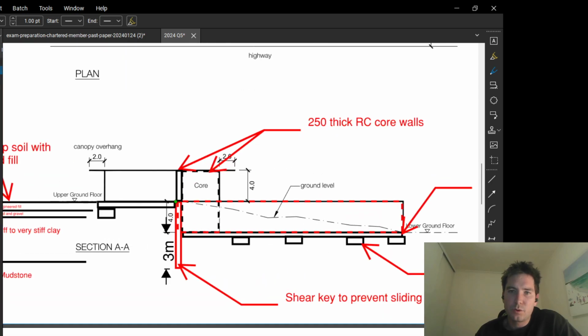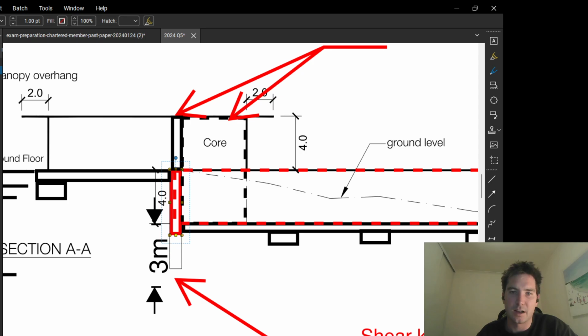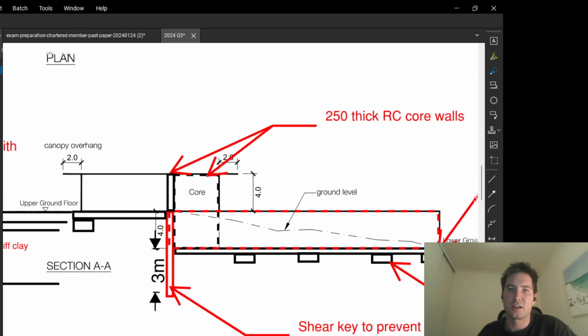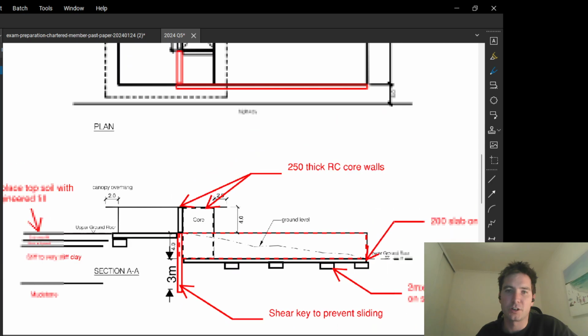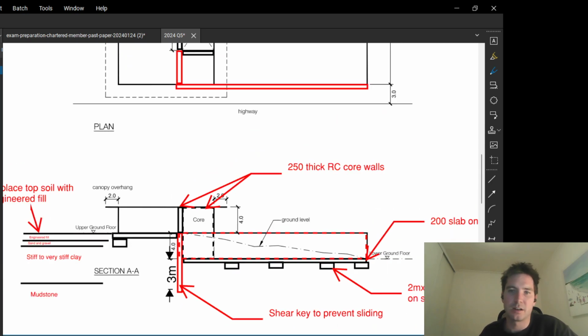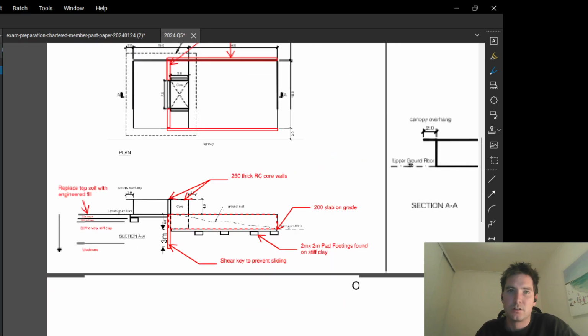I've extended the reinforced concrete wall 3 meters into the ground here. If I pulled this up a bit, you would have this retaining wall with all this earth pressure here, but no passive earth pressure to resist it from just sliding across the page. So I've extended this 3 meter deep shear key just to provide some passive earth pressure to resist our retaining wall from sliding across.